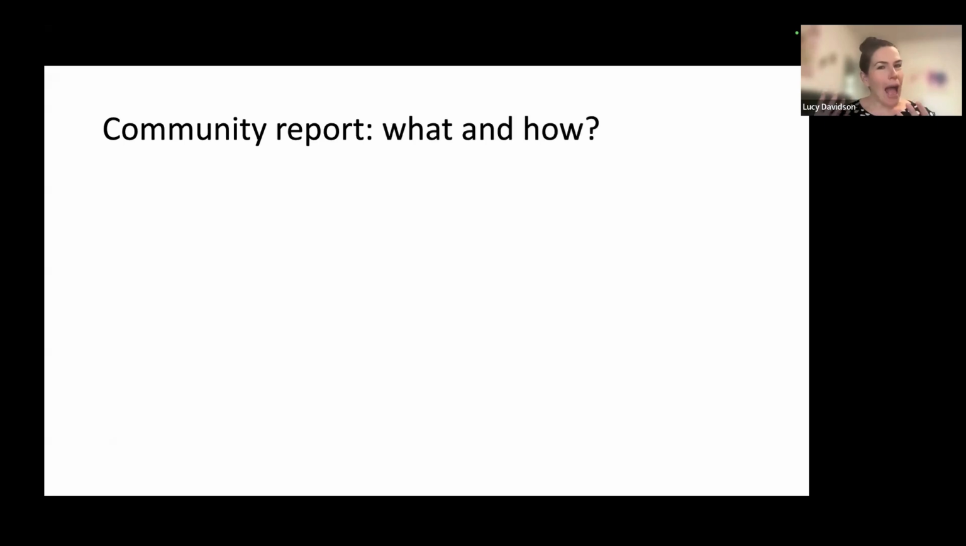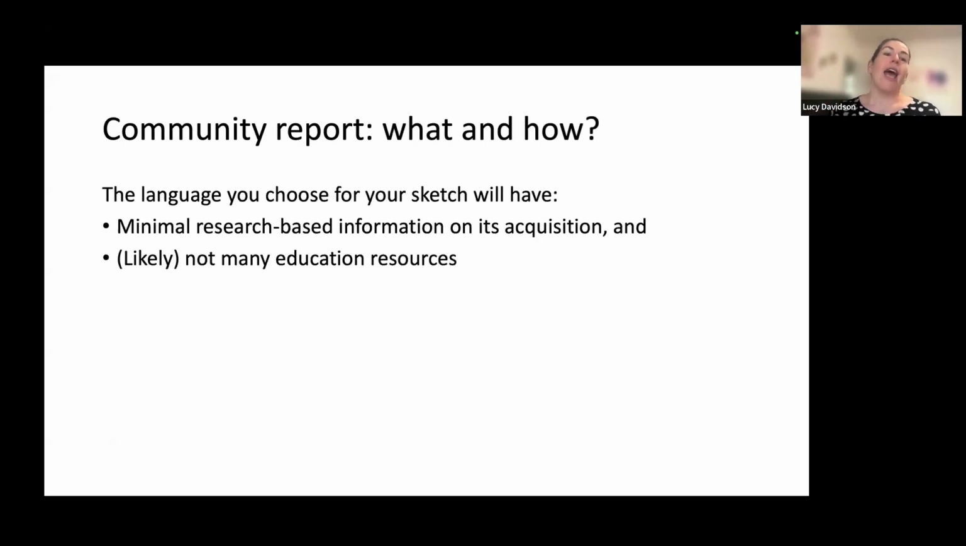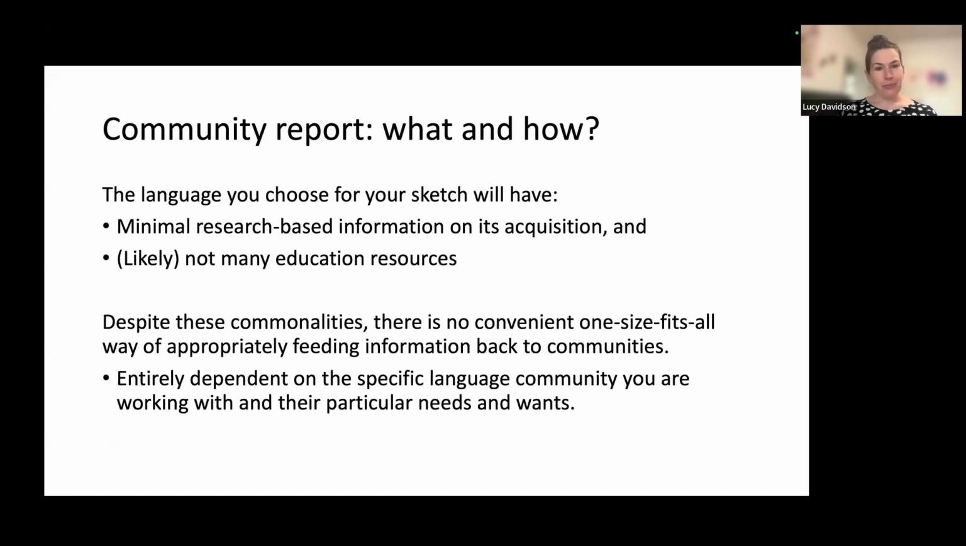So what do we do for a community report and how do we do it? The language you choose for your sketch, by definition, will have very little research-based information on its acquisition. That's why you're doing the sketch. And very probably it won't have many education resources. But despite these similarities across the languages that are having sketches done of them, there is no convenient one-size-fits-all way of appropriately giving information back to communities, unfortunately.